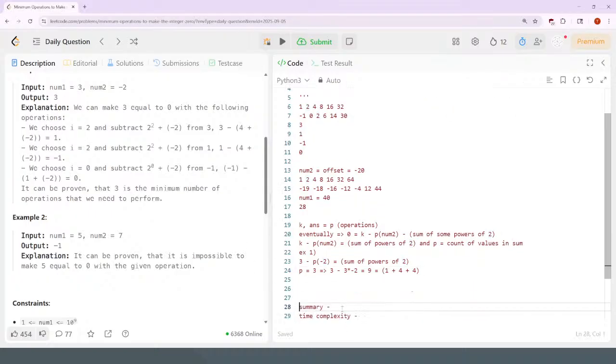Okay. Let's do example 2. 5 minus P times 7 is equal to the sum of P terms that are powers of 2. So if p is 1, then you already have a negative number here. If p is 2, then you already have something that's impossible. Okay, so p is 1, you already have something that's possible.